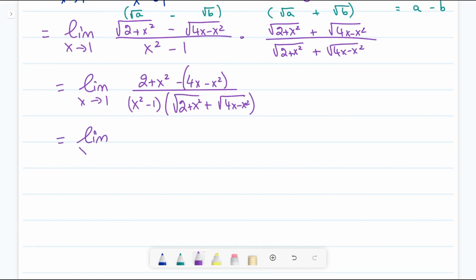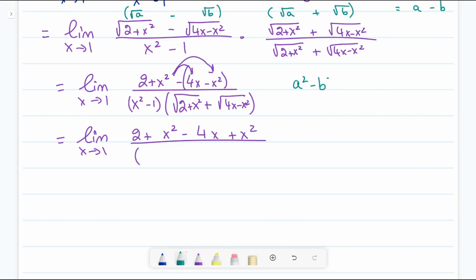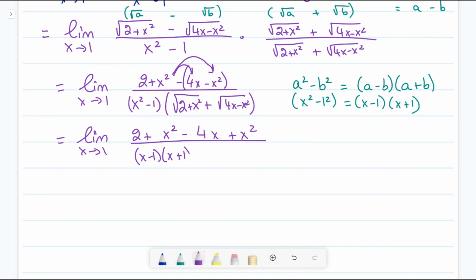So let's continue simplifying in the numerator. Let's distribute the negative: 2 plus x squared minus 4x plus x squared. And in the denominator, we have x squared minus 1. A reminder that a squared minus b squared simplifies to a minus b times a plus b. So x squared minus 1, which we can also write as x squared minus 1 squared, simplifies to x minus 1 times x plus 1, times square root of 2 plus x squared plus the square root of 4x minus x squared.